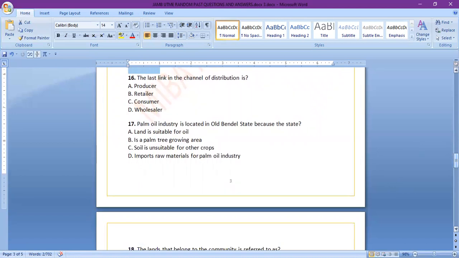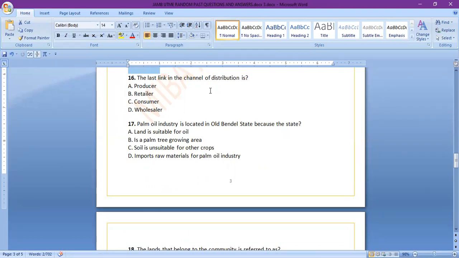Number 16, the last link in the channel of distribution is A, the producer, B, the retailer, C, the consumer, D, the wholesaler. I think we discussed this before. Like I said, the channel of distribution in production involves the producer and the final consumer, but in between, there are the wholesaler and the retailer. So the last link in the channel of distribution is the consumer.